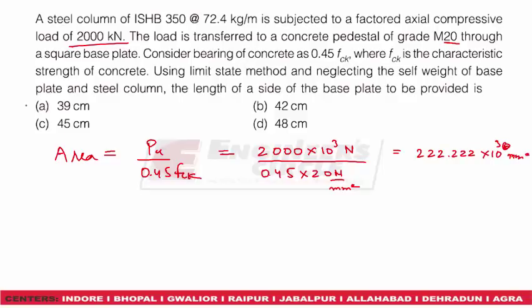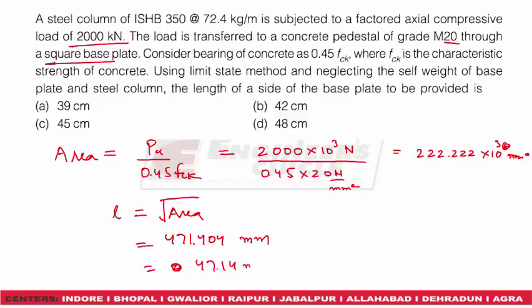And since it is a square base plate, the length of each side will be equal to the square root of the area. So it comes out to be the square root of this value, that is 471.404 mm, that is 47.14 centimeter. So the correct answer would be option D.